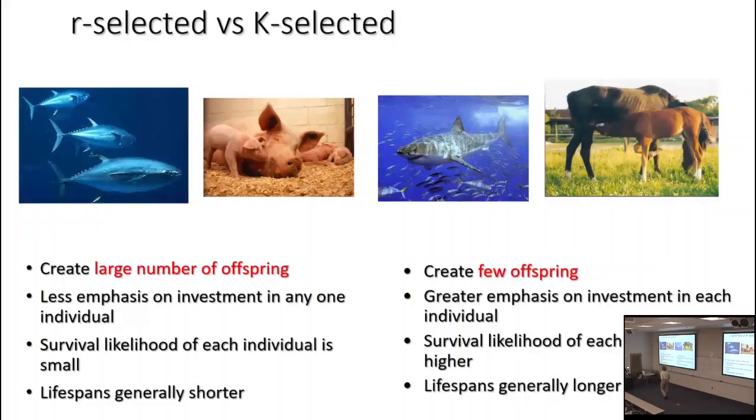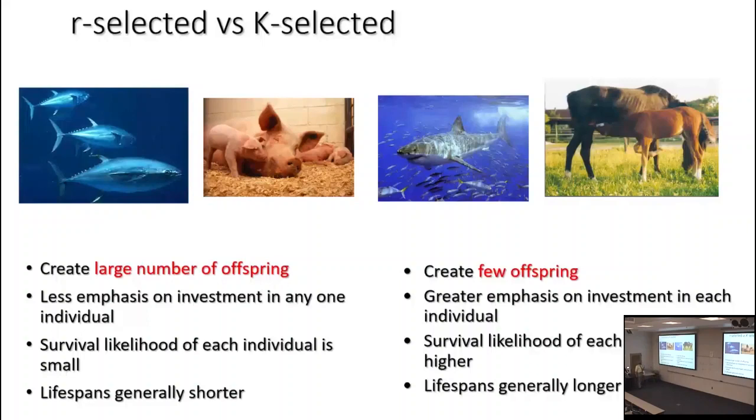So many ray-finned fish, like tuna, reproduce like that. Pigs are, in terms of placental mammals, a good example of that. Pigs have a whole bunch of babies, a whole bunch of piglets at once, and again, many broods of babies over their lifetime. And those are just some examples of it. You can think of others.